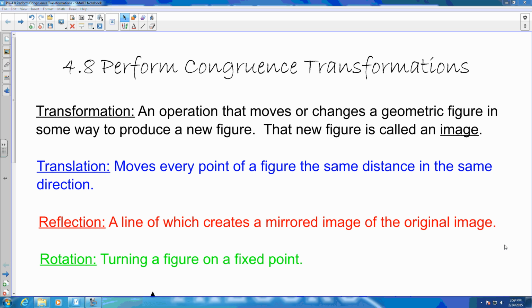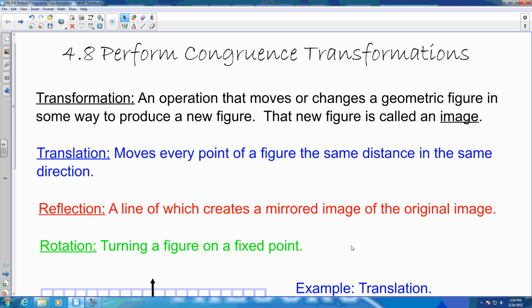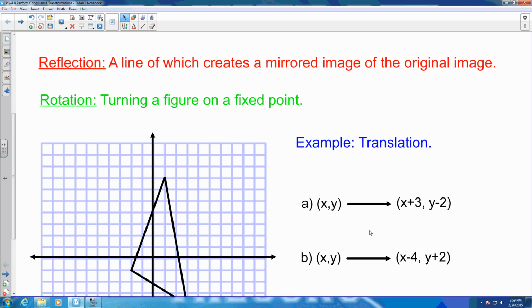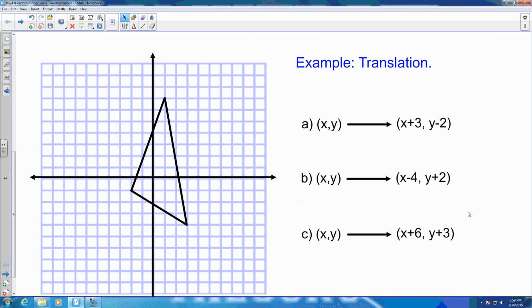The first one is a translation. Again, a translation moves every point of a figure the same distance in the same direction. A reflection is a line which creates a mirrored image of the original image, and rotation is turning a figure on a fixed point. So the first thing we're going to take a look at is translation.